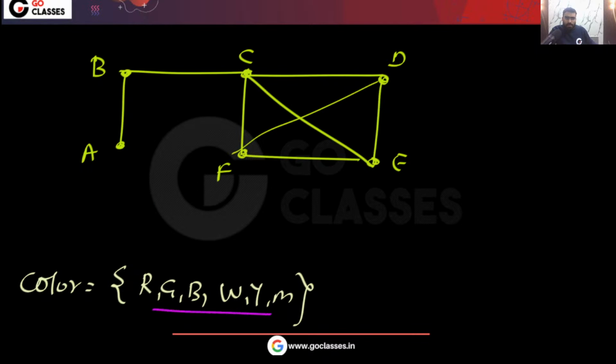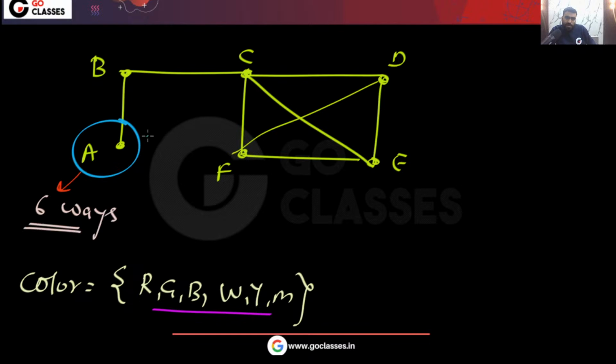Now let's see. For this vertex A, I want to give a color. How many choices do I have? I am starting from vertex A. Which color can I give to vertex A? I can give any color. So there are a total of 6 ways.